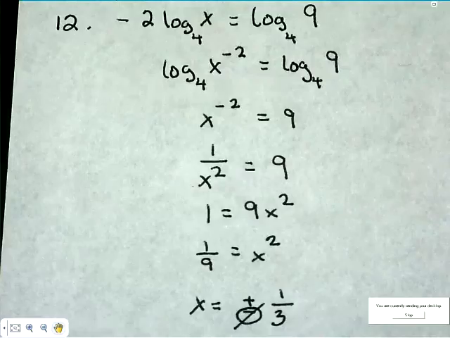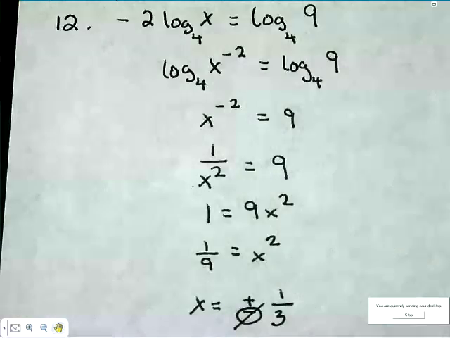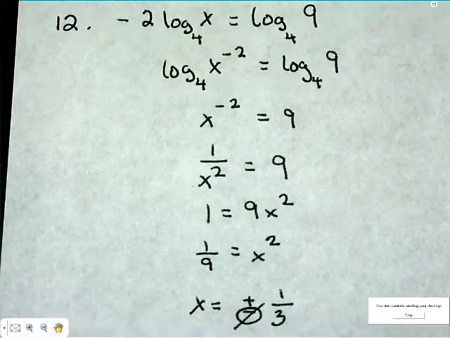But you do need to remember those things. When you take the square root of both sides, you get a plus or minus. And when you solve a logarithmic equation, you have to make sure that the proposed solutions are actually in the domain of the original equation. All right. What about number 16?